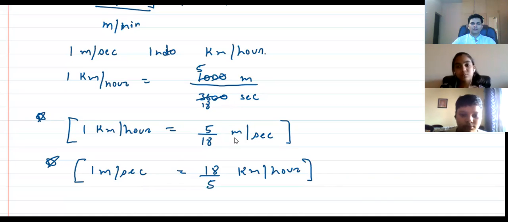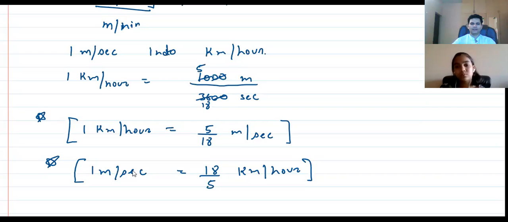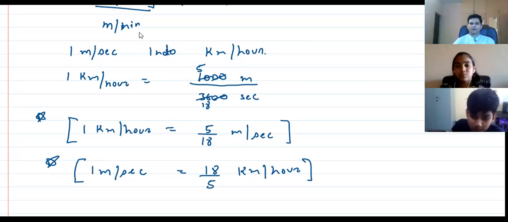So by unitary method, I can say 1 meter per second is equal to 18 by 5 kilometer per hour. Yes or no? Okay. Very good. Now try solving this problem.